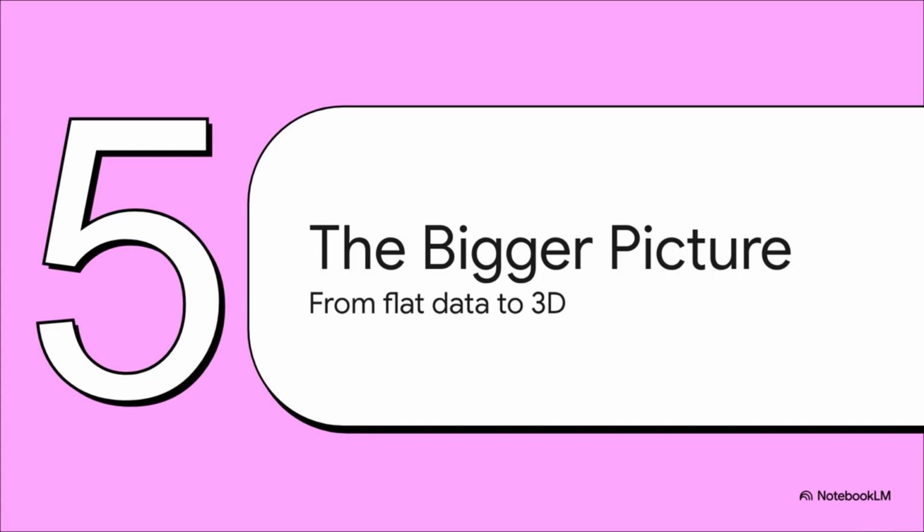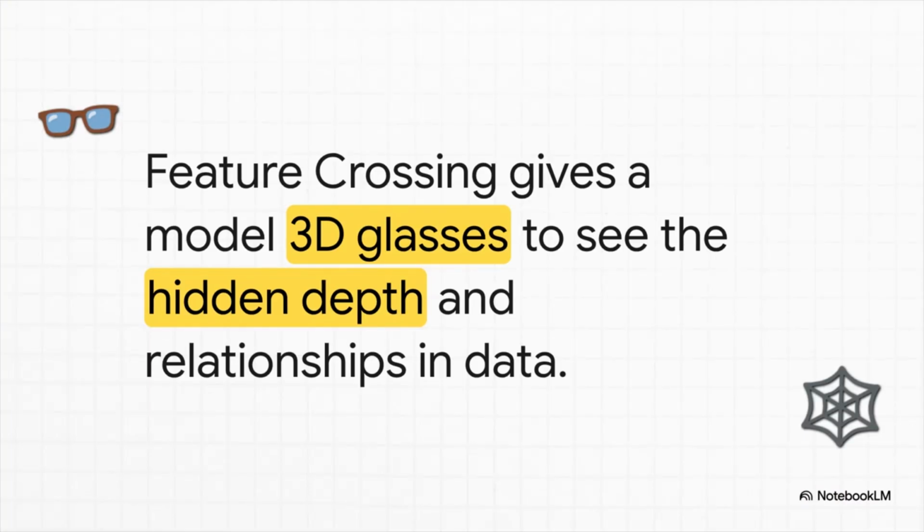So at the end of the day, what is feature crossing really doing? Well, it's elevating a model's understanding from just flat, two-dimensional facts into a rich, three-dimensional insight. It's like you're handing the machine a pair of 3D glasses. All of a sudden, it's not just seeing a bunch of scattered dots on a page. It's seeing the depth, it's seeing the structure, and it's seeing all the complex relationships that connect everything together.